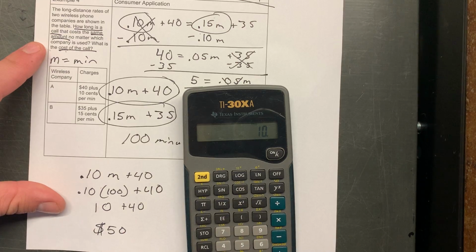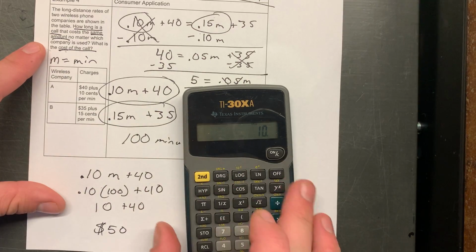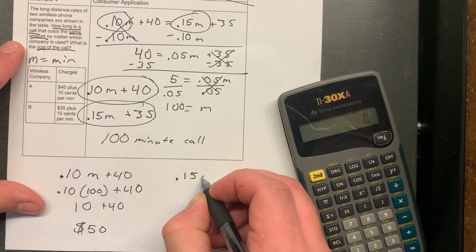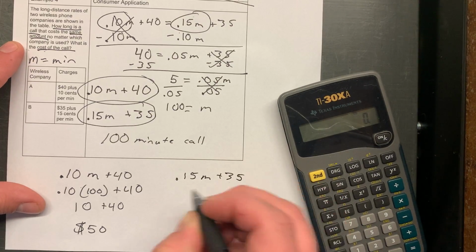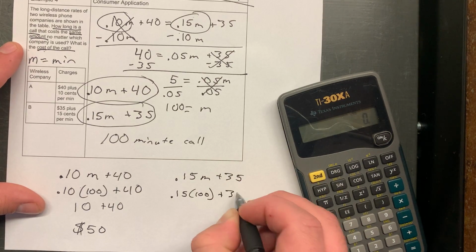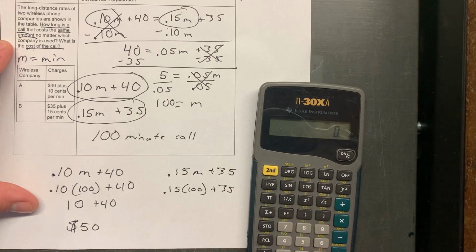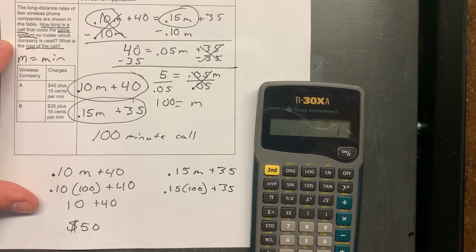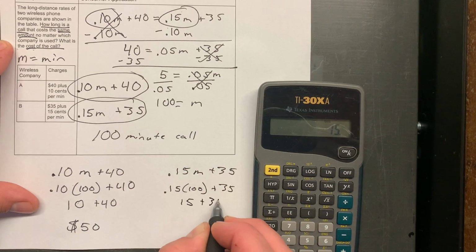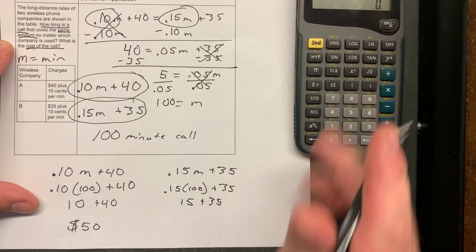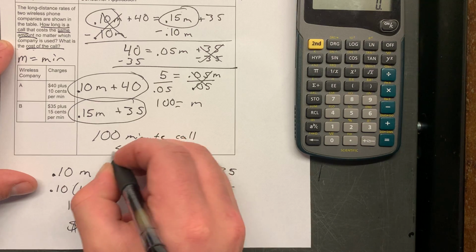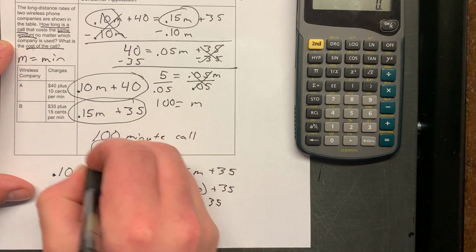Now to double check to make sure that I'm right, I'm going to also use this equation here. I'm going to plug in 100 for m in this situation also. 0.15 times 100 is 15, plus 35. I know that 15 plus 35 gives me 50. The call would be $50 for a 100-minute phone call with either company.